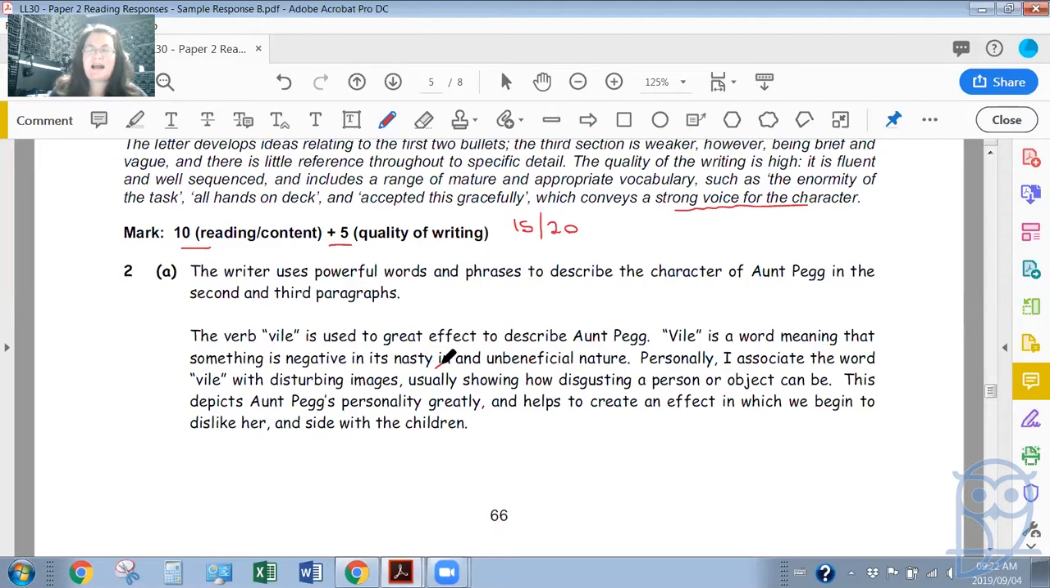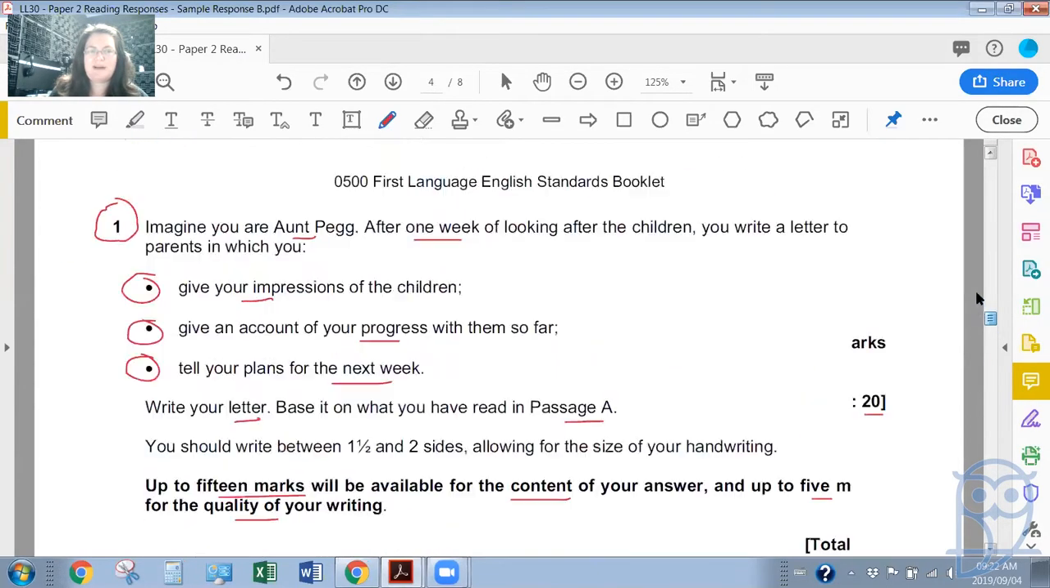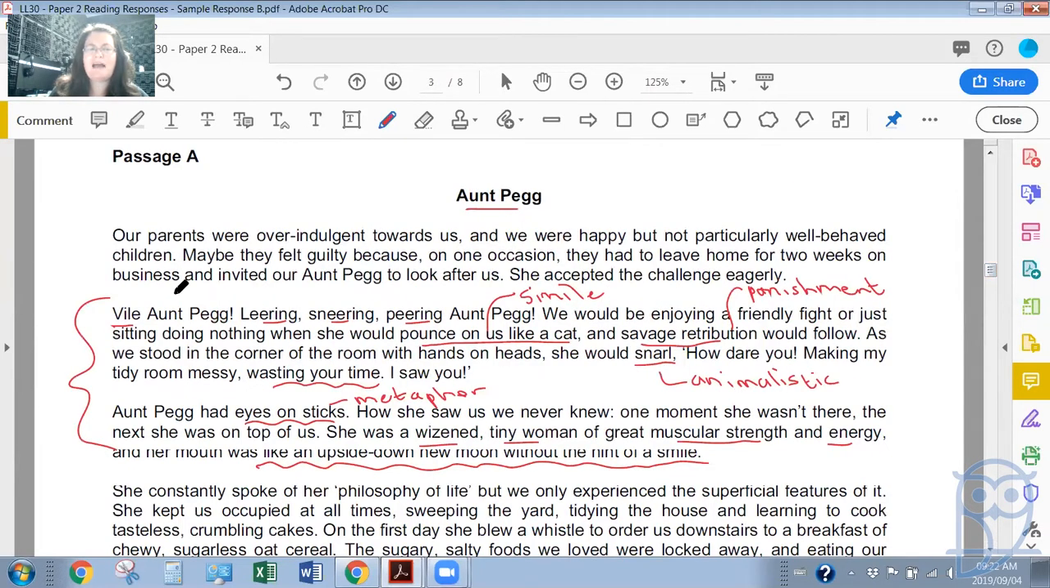Now, is vile a verb? That's point number one. Is vile a verb? Vile Aunt Peg. Can you say to vile? No, right. So this candidate did not get it right. What is vile here? What is it functioning as?